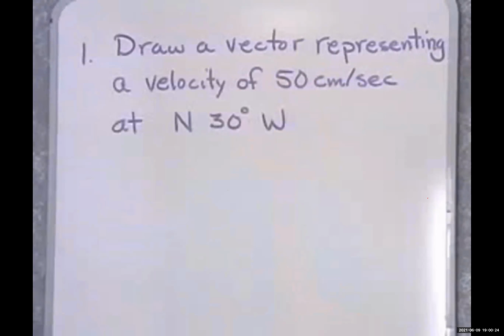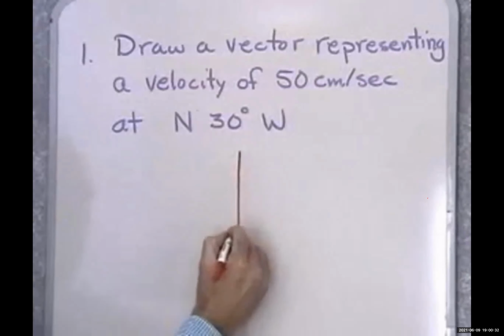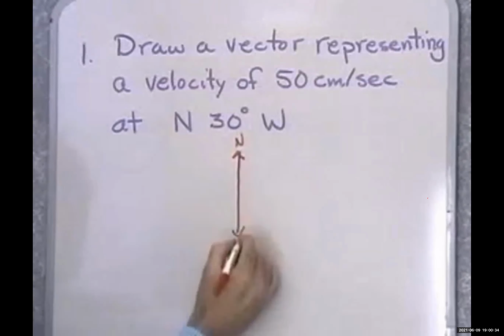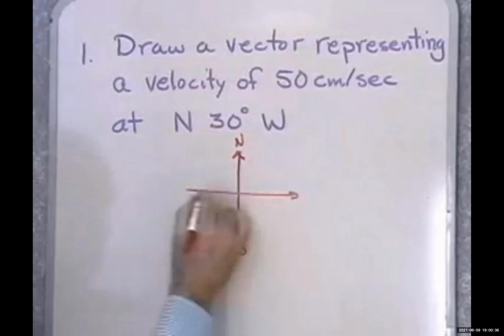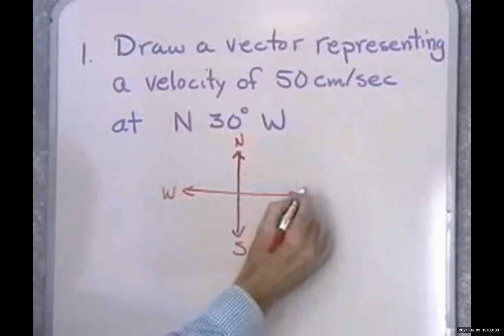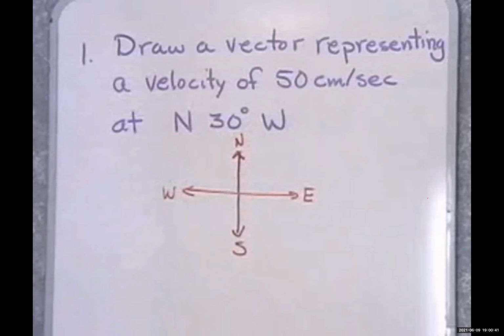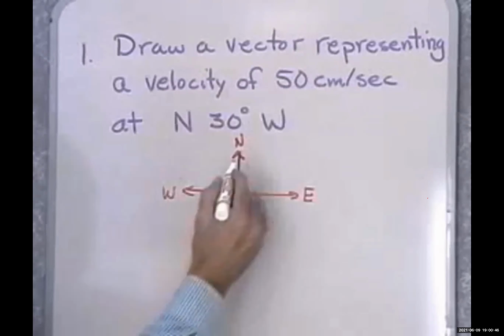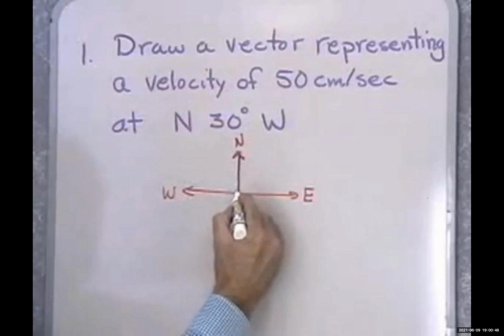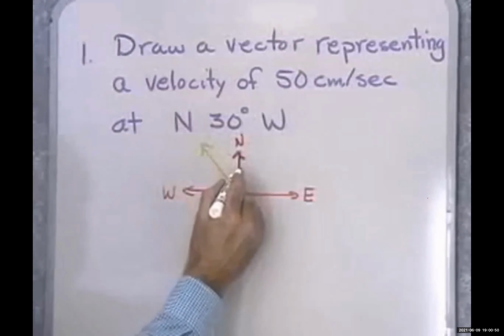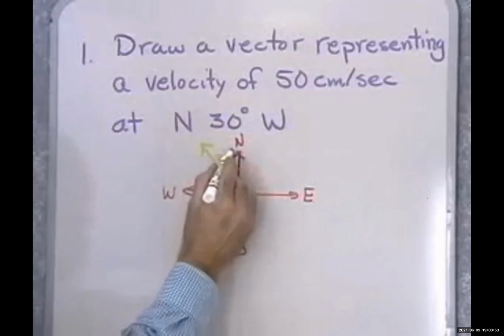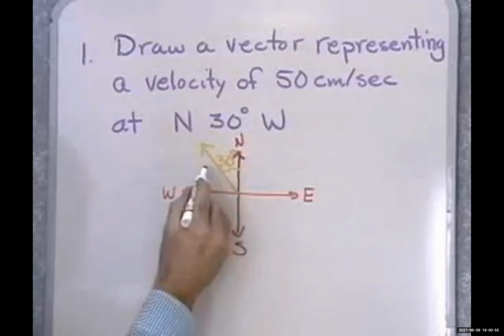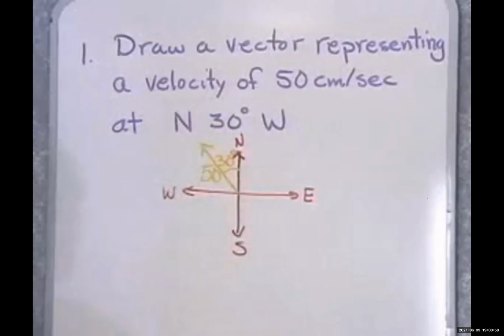For my first problem, I want to draw a vector representing a velocity of 50 centimeters per second at north 30 degrees west. So I'll draw in my north, south, west, east coordinate system here, and I want to draw in a vector representing a velocity of 50 centimeters per second at north 30 degrees west. So from north, I'll go down 30 degrees towards the west. That will be this vector right here. That angle is 30 degrees, and the length of this vector is going to be 50 centimeters per second.